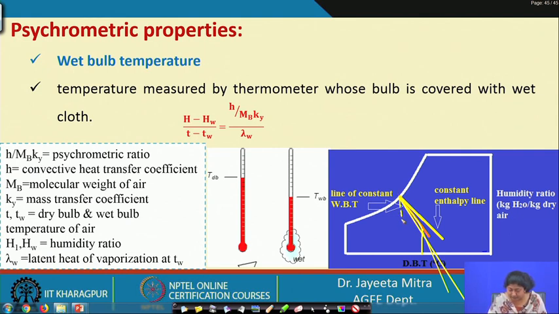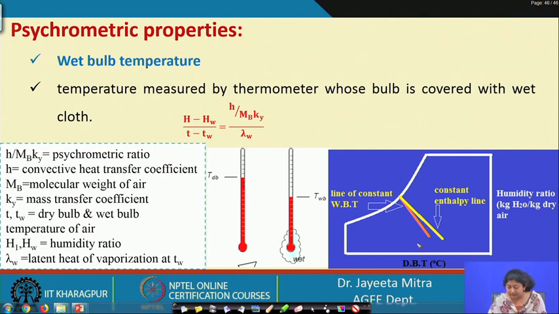Okay. So, if we measure the wet bulb temperature, that will be here. So, this will be TW, where this will be T. Now, there is a slight difference between a line of constant wet bulb and a line of constant enthalpy. However, in many cases we consider them equal, but there is a little difference.